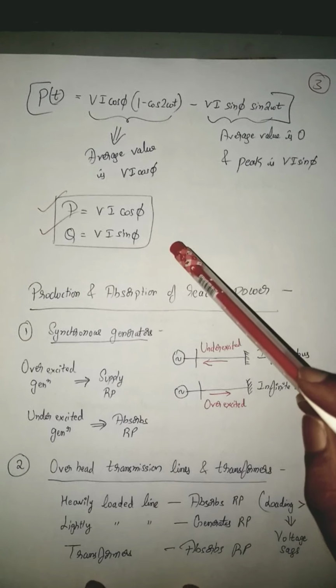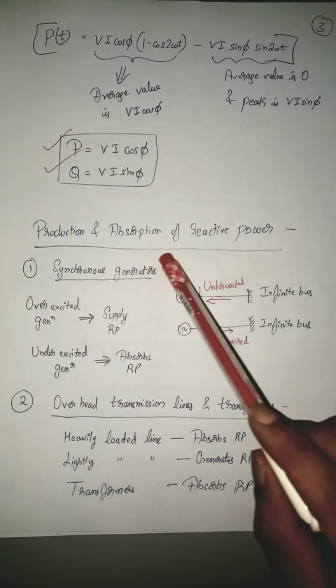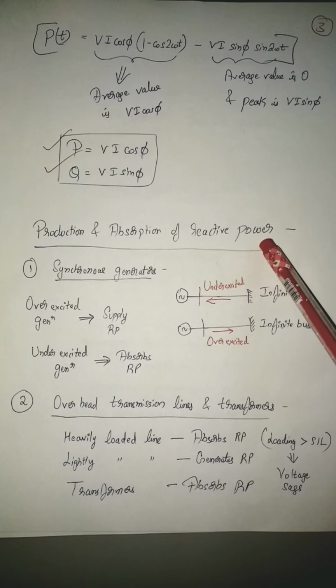Next topic is production and absorption of reactive power. So here we are talking about the various sources and the sinks of reactive power: the available sources of reactive power, and then what are the equipments that are going to consume reactive power.